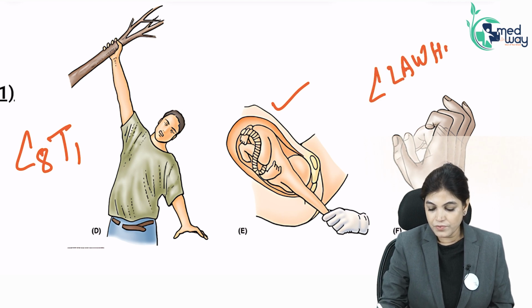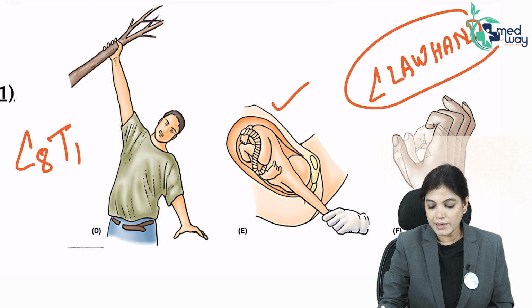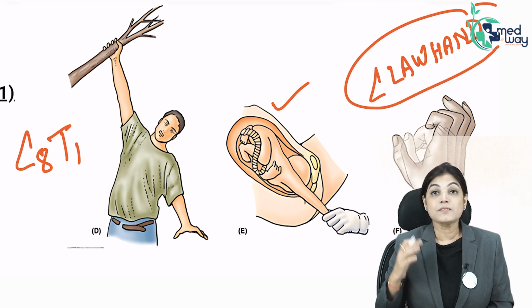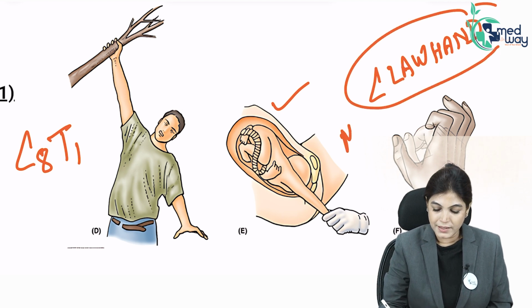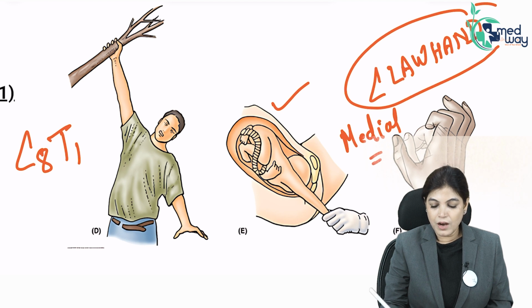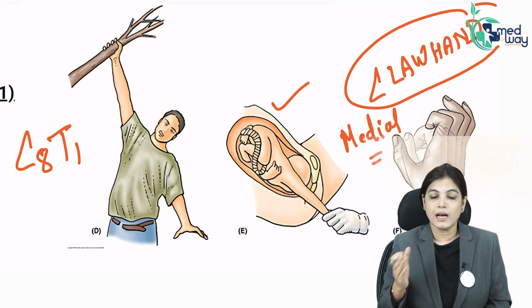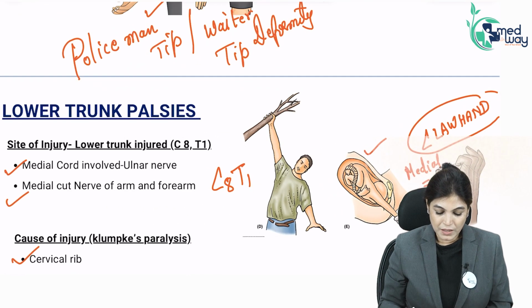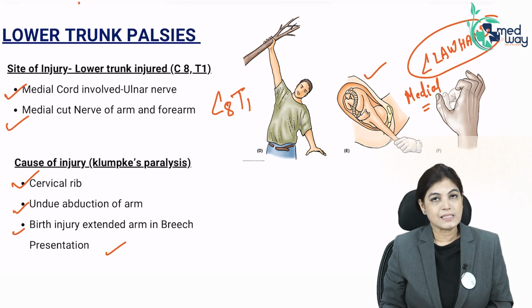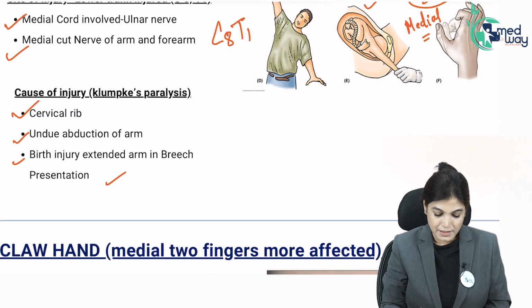To be more specific, in lower trunk brachial plexus injury or Klumpke's paralysis, there is medial claw hand. Which claw hand is pronounced? Medial claw hand. For complete claw hand, both the ulnar and median nerves have to be involved. So, this is an important feature seen in lower trunk brachial plexus injury.